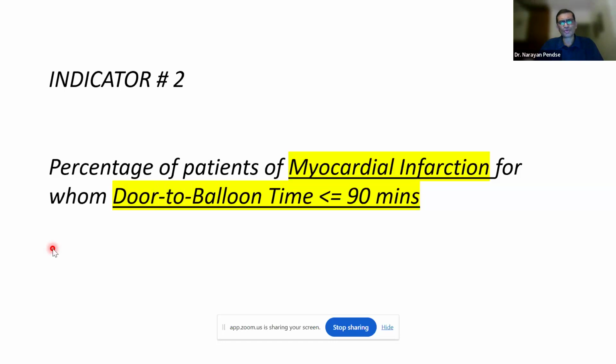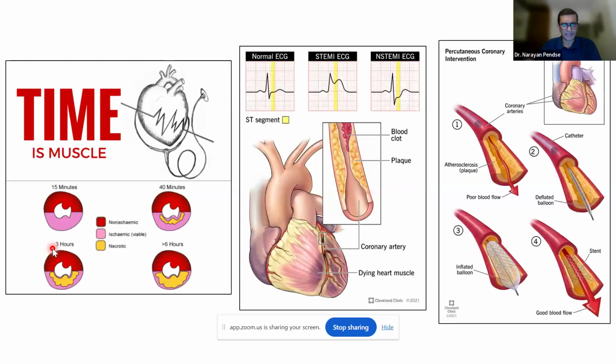This one has also to do with cardiology as a specialty, because that's where acute coronary syndrome or acute MI patients are getting admitted. So, percentage of patients for myocardial infarction for whom the door to balloon time is less than 90 minutes. And let's understand the reason why this indicator is important in a little more detail.